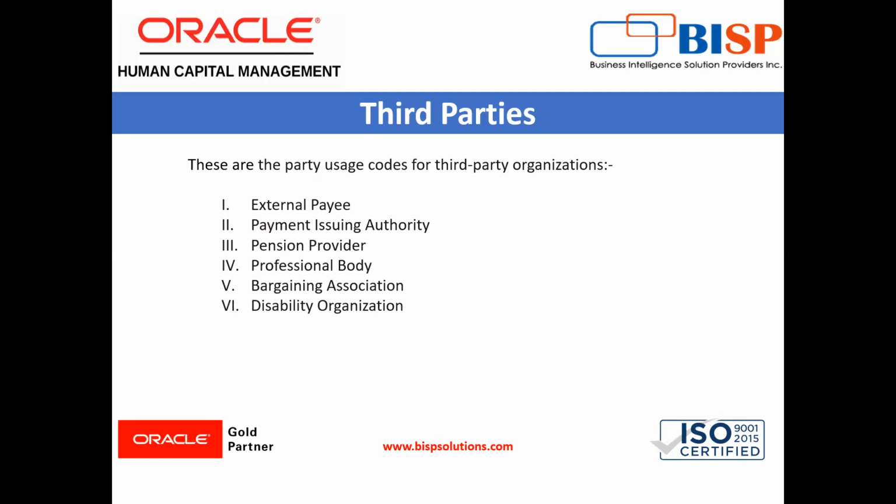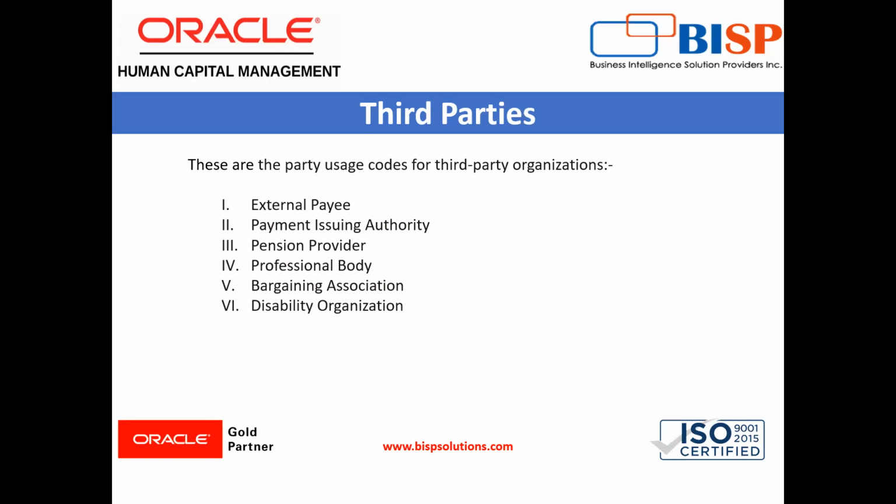Next is a bargaining association. Bargaining association is used for an organization that represents employees in negotiations. Bargaining associations associated with trade unions may receive payment for union fees deducted from an employee's pay. For example, the Airline Pilots Association International. Last is a disability organization, used for organizations that are authorized to make disability assessments. Disability organizations don't receive payments. For example, the Royal National Institute of Blind People.